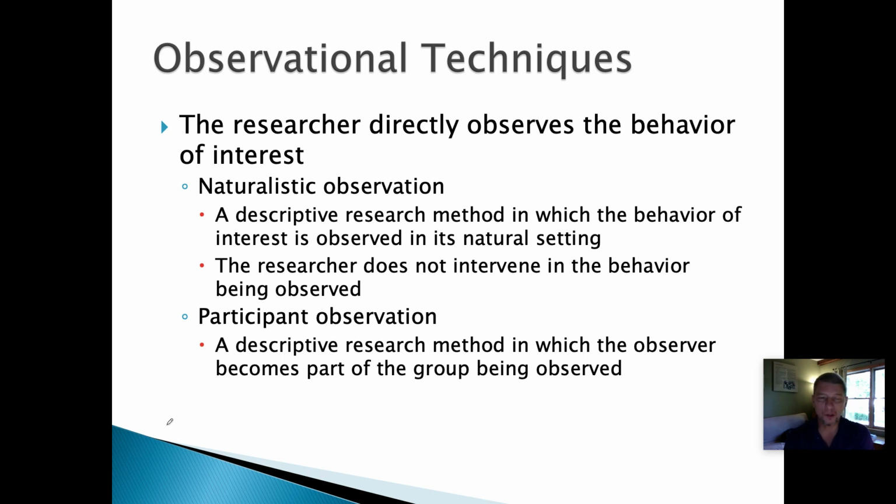Now, if Jane Goodall was to actually start to participate in the activity of the chimpanzees, then we would move from naturalistic observation to participant observation. And this is a descriptive research method in which the observer becomes part of the group being observed. Now, Jane Goodall cannot become a chimpanzee, so that's kind of a silly example. But if she was to interact with the chimps, then that would be participant observation.